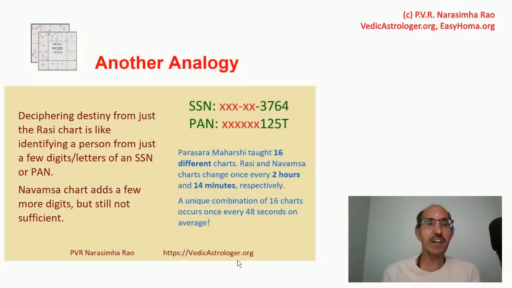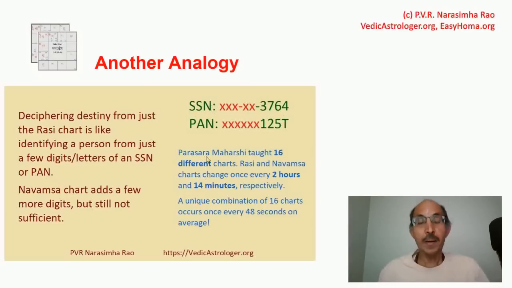Deciphering the destiny of somebody just from the Rashi chart is like identifying a person from just a few digits or letters of the social security number or the PAN card number of the person. Navamsa chart adds a few more digits, but still it's not sufficient. Suppose you know that somebody's social security number is this. You can't identify the person uniquely. There are a lot of people sharing this.